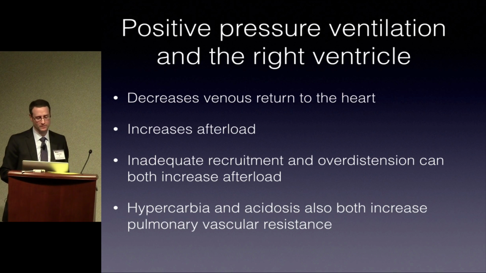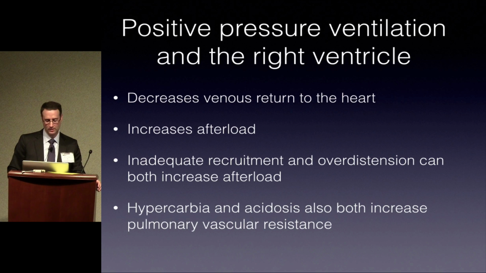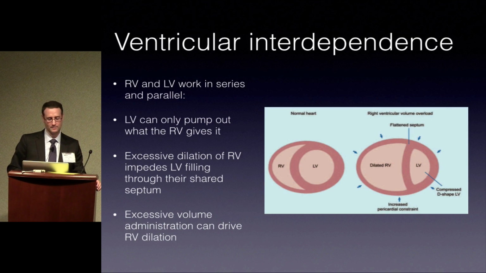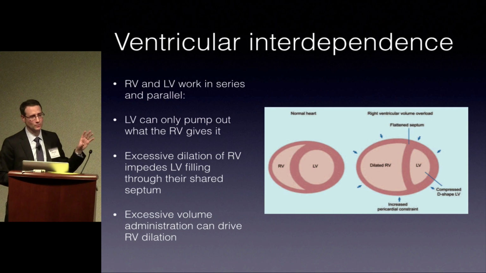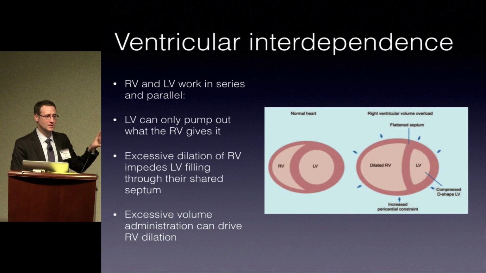So whatever we do with a ventilator, we need to try to minimize these impacts that it has on the right ventricle if we're worried about acute cor pulmonale. At the same time, as I showed you before, with someone with a significant RV distension, it's compressing the left ventricle. So the RV and the LV work in series and in parallel.